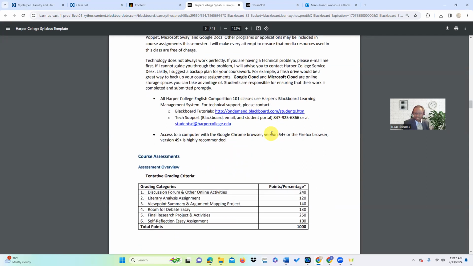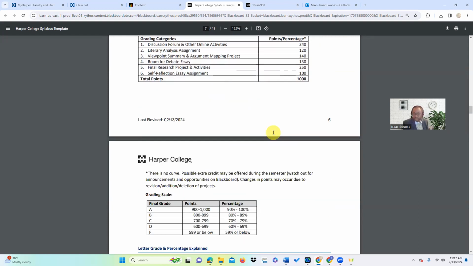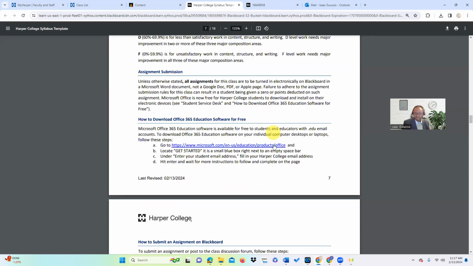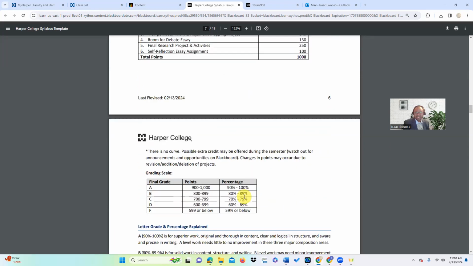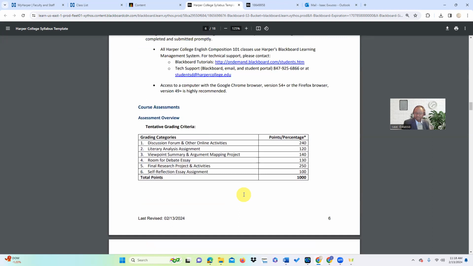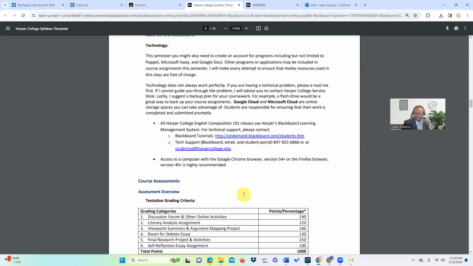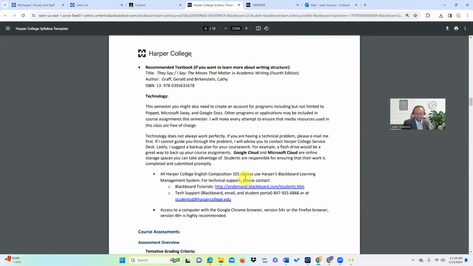I have instructions on how you can download Microsoft Office for free. If you are a Harper College student, you should be able to download it for free. And that information is on the course syllabus right here. So you can click on this link, follow the instructions, and you should be good to go. If for some reason you're not able to download this software, reach out to the tech department at Harper, and they should be able to guide you on what you need to do. Your student services desk should be able to help you. Okay, once again, it's for free. You don't have to pay a dime. Just by virtue of being a Harper College student, you should have access. You should be able to download it for free.